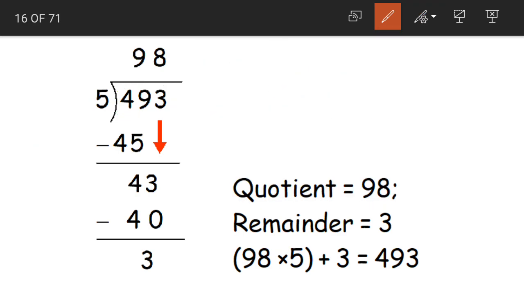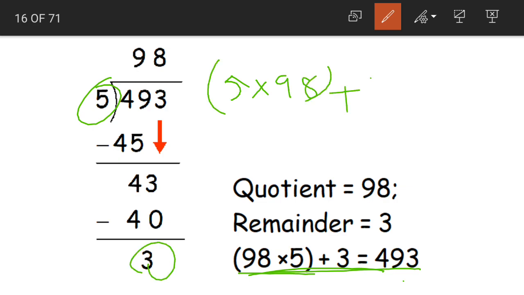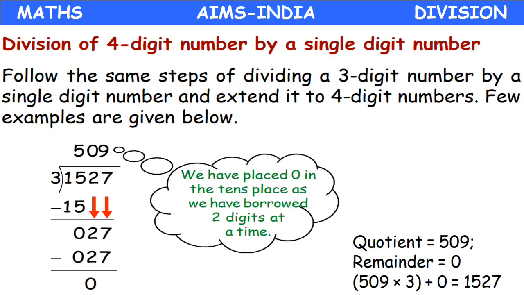Now yes children, if we look at the division statement that we write, 5 into 98, that is divisor into quotient, plus our remainder 3 will be equal to 493. Clear with the division of 3-digit number? Now let us look at the division of a 4-digit number by a single digit number.